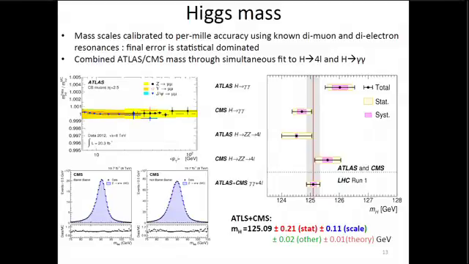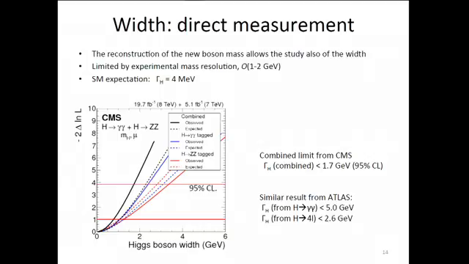There is some 2 sigma level fluctuation. And when you combine everything, you get this mass that is 125.09 with something like 0.21 statistical and 0.11 scale uncertainty. Okay. So of course, on top of the mass, you can try to measure the width.